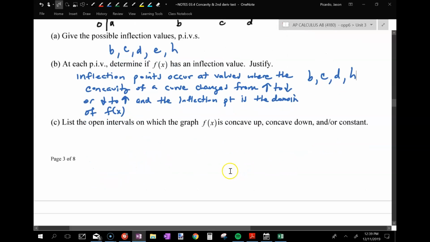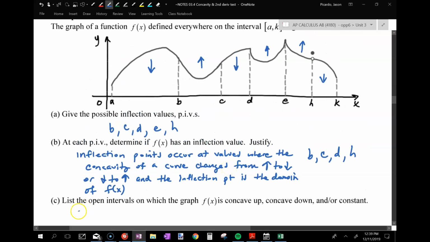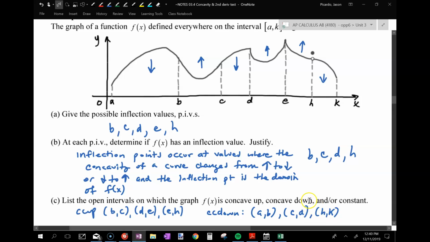List this graph as concave up, concave down, or constant. Well, I already did that. The arrows are there, right? We'll do it. Concave up, concave down. So down from A to B, up from B to C, down from C to D, up from D to E, up from E to H, and down from H to K. All right.